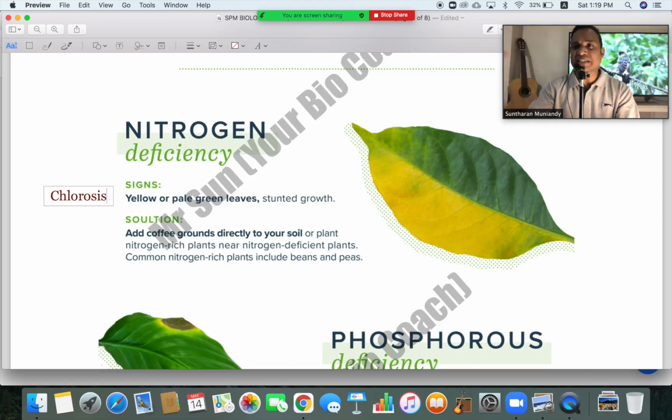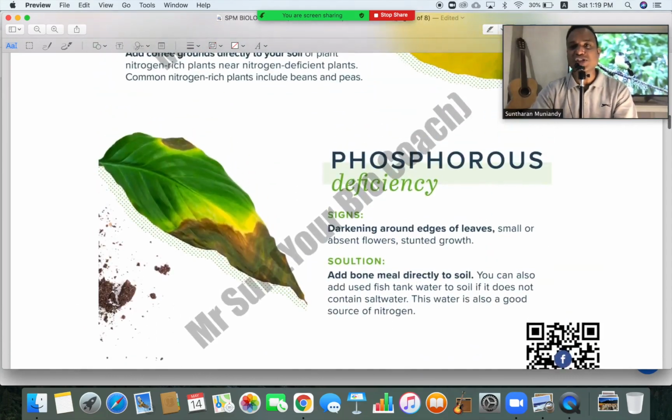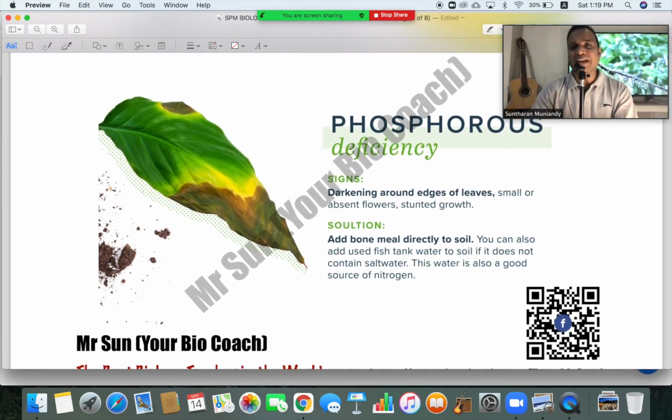They also have stunted growth because you don't have amino acids or protein for them to build themselves, so they don't grow. Now let's look at the other one, which is phosphorus. Phosphorus deficiency causes darkening around the edges of the leaf. The leaf will turn dark and dry, and they have very small flowers or an absence of flowers, and stunted growth.